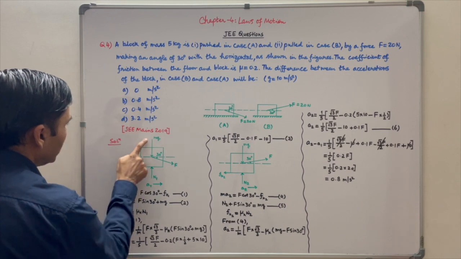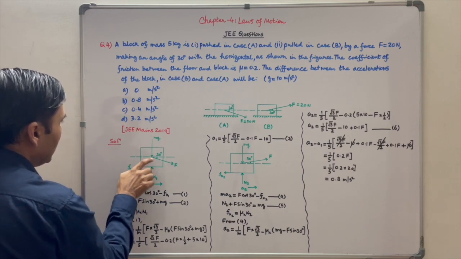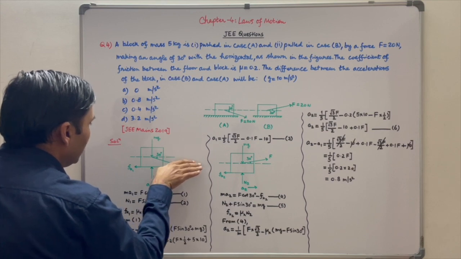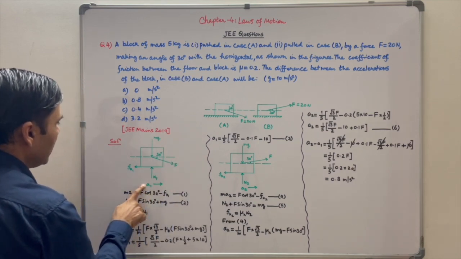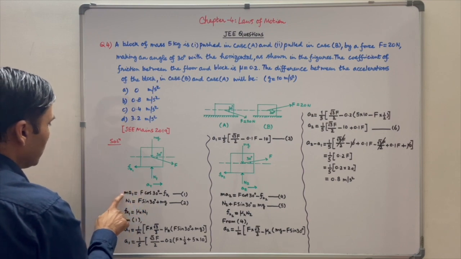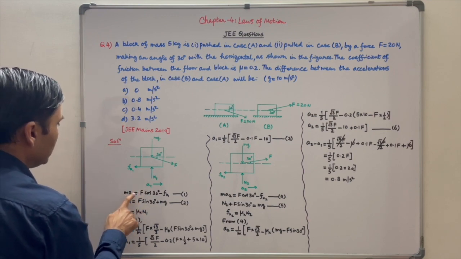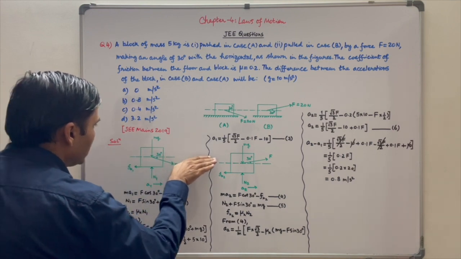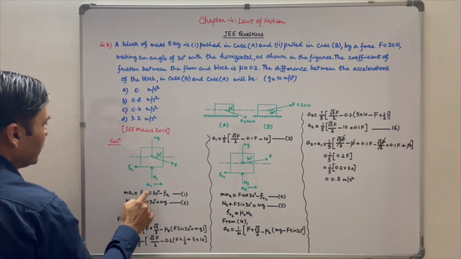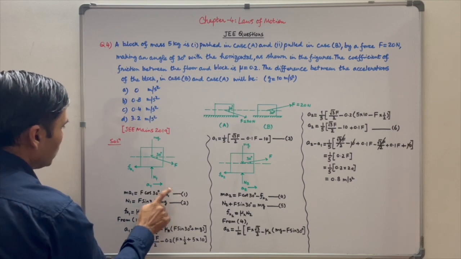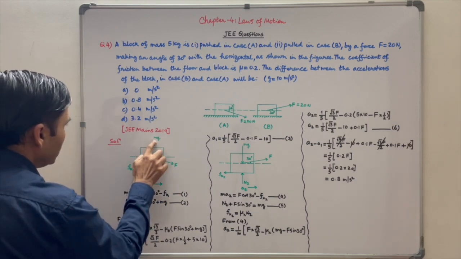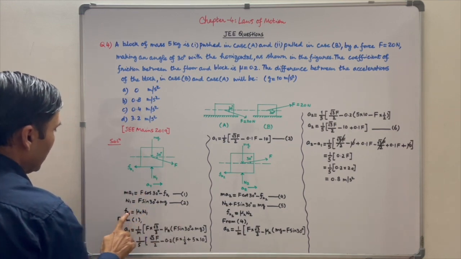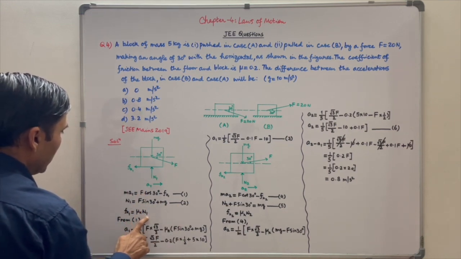Vertical forces will counter each other and this block will accelerate in forward direction due to net force in forward direction. Let's say acceleration of this block is a1. So we can write equation of motion as m into a1 is equal to net force in forward direction and that is F cos 30 minus Fk1. This is first equation. Also, N1 is equal to mg plus F sin 30. This is second equation. Fk1 is equal to mu k into N1.